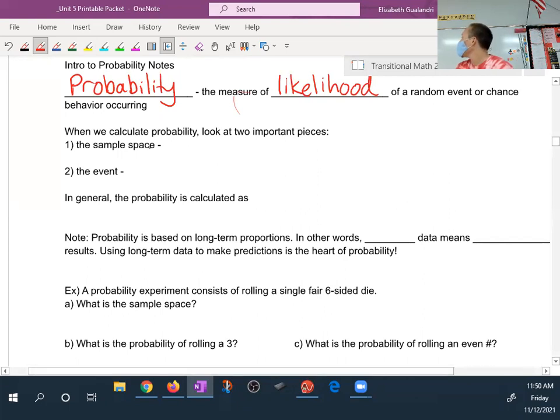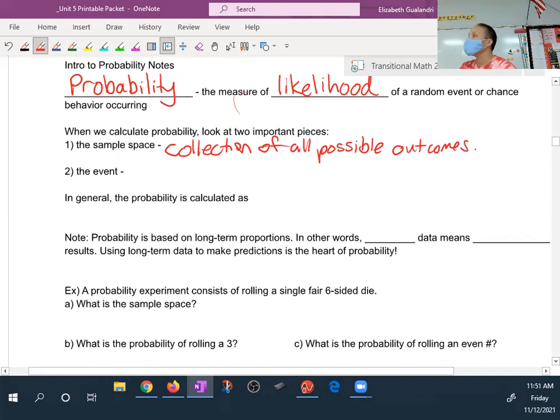When we calculate probability, there are 2 important pieces. The words for these are sample space and event. The sample space is the collection of all possible outcomes. I'm going to skip a little bit down here when we say that. So the collection of all possible outcomes.